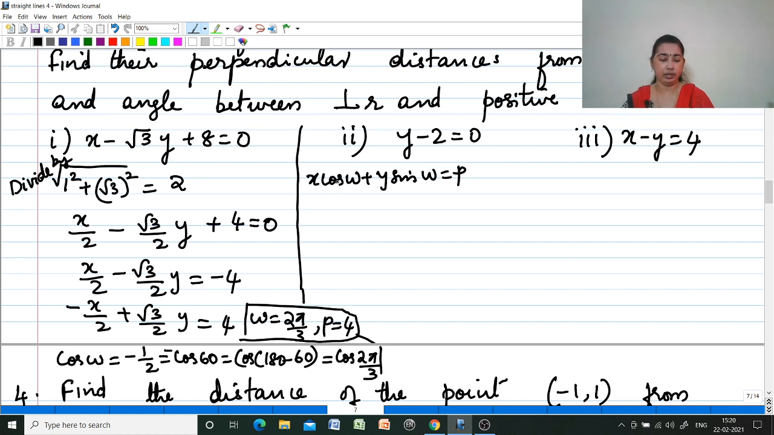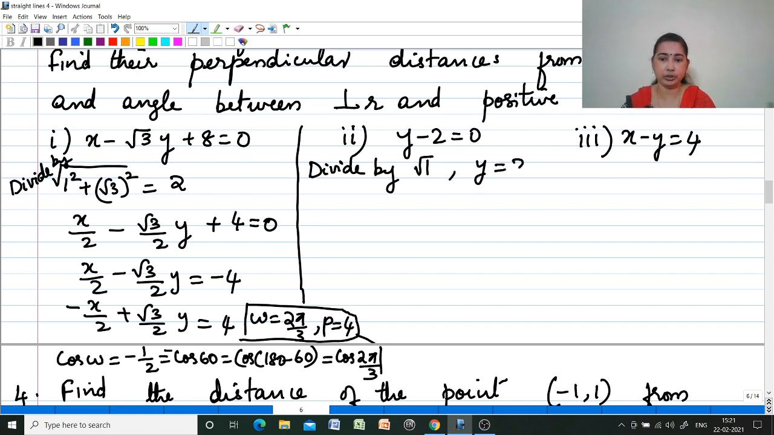Okay. Now second one also we have to do it in the same way, that is we have to divide throughout by root of 1 square, because a is 0, b is 1. So divide by root of a square plus b square, divide by 1 or root 1, and we can write this as y is equal to 2.